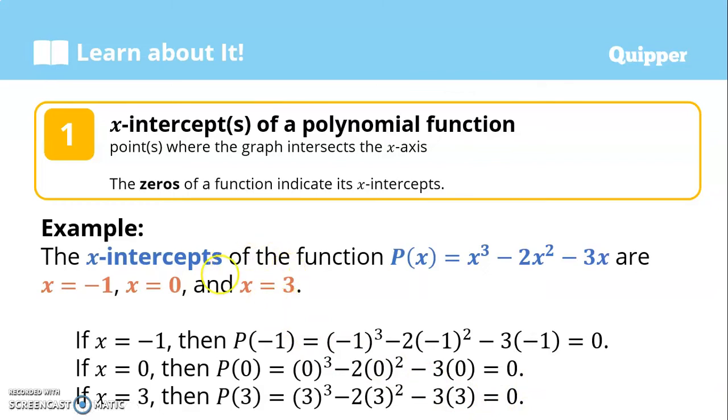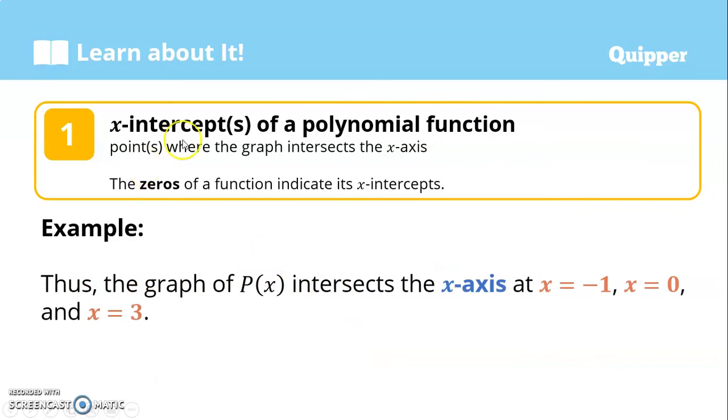And so, those zeros are actually the x-intercepts of the graph of the polynomial function. So thus, the graph of p of x intersects the x-axis at the points x equals -1, x equals 0, and x equals 3. So anong point ba ito sa graph? If x equals -1, kung ang x-intercept ay -1, meaning to say the point on the coordinate plane is (-1, 0).